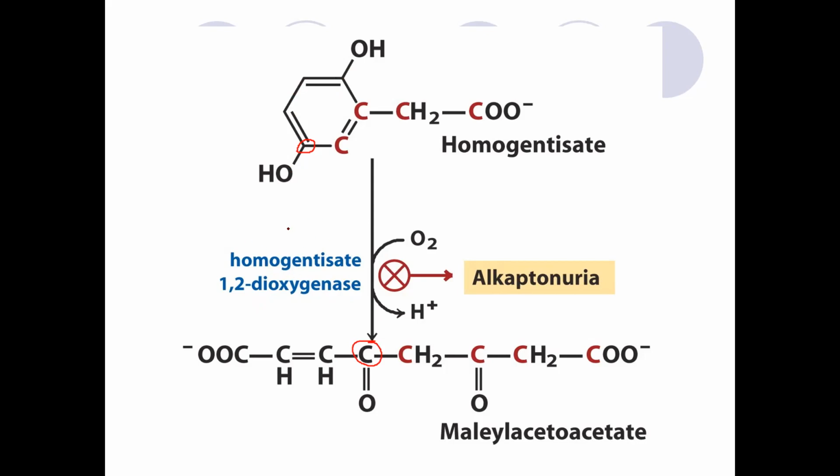Mutations in the gene that encodes this enzyme will cause homogentisate to build up in the body and to be excreted into the urine. Homogentisate, when it hits the air, turns dark. So in this case, the urine turns black. Homogentisate will also build up at joints and cause a late onset arthritis. This condition is called alkaptonuria. And in alkaptonuria, you will be able to detect homogentisate in the urine. You'll also have high homogentisate levels in blood.